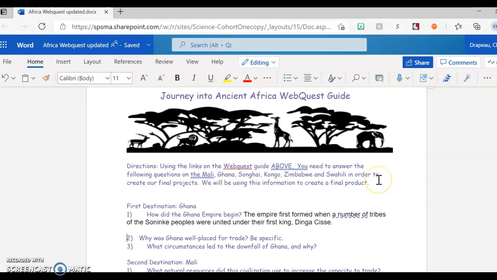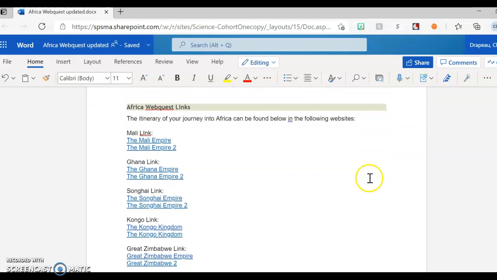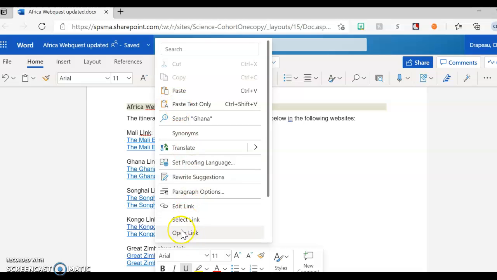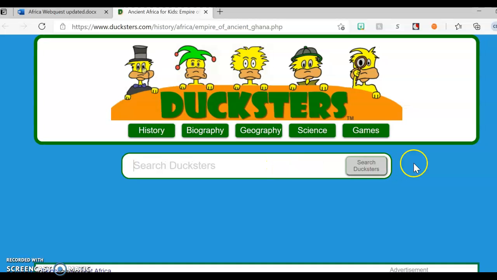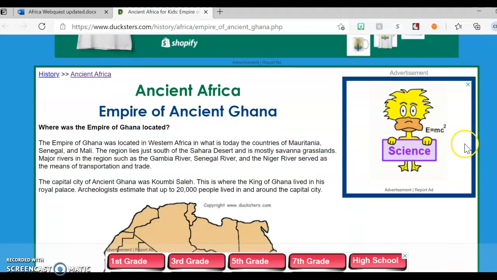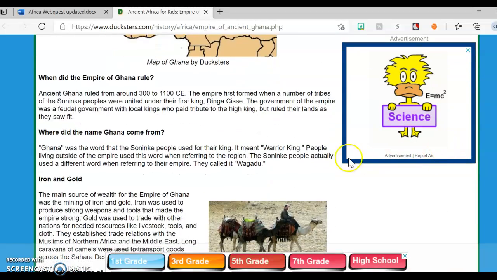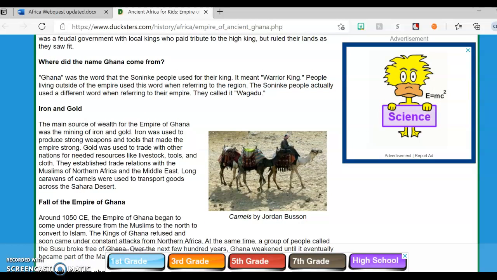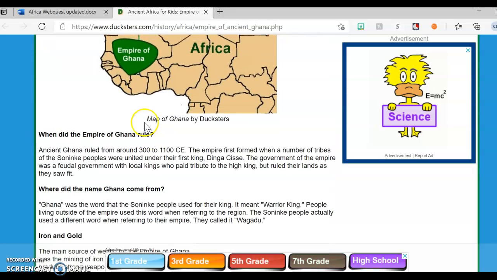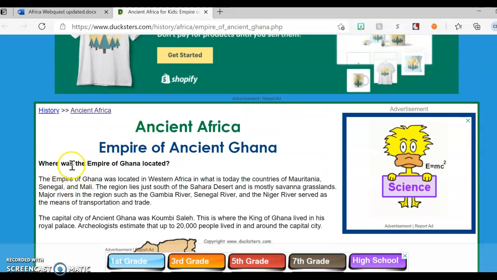So I'm going to go back to my useful links for Ghana. I want to know why their location is good and why they fell. I'm going to open link. Brings me to Duckstars. Okay. So we already answered the when. The name is not so important. Culturally speaking, yes, it's important, but not to answer our question of why their location was good. Unless it's up here.